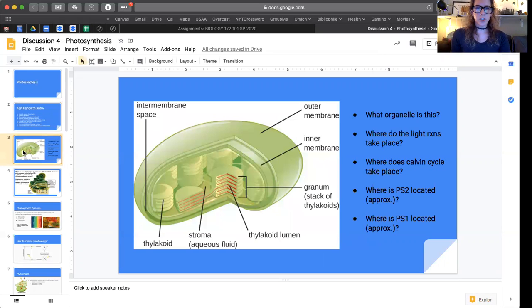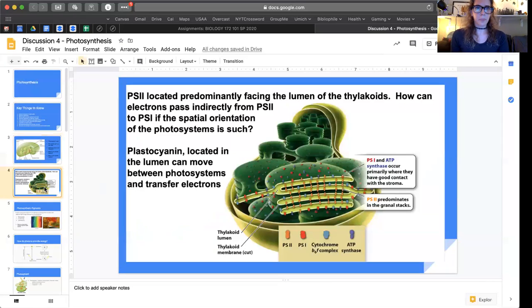Okay, so first I want to show the picture of a chloroplast. So here is our chloroplast. We have this outer and inner membrane, as you can see. We have these thylakoids here that stack up into a little stack called the granum. And inside the thylakoids, we have the lumen. And outside the thylakoids, we have the stroma, which is an aqueous fluid that's synonymous with the cytoplasm of a cell, but it's inside the chloroplast.